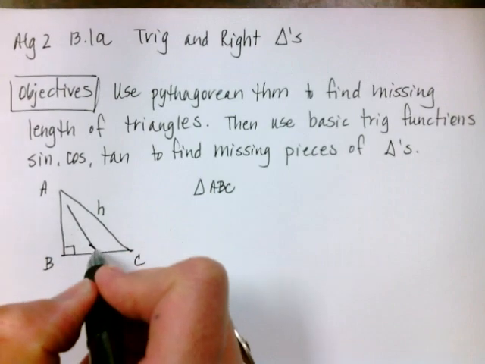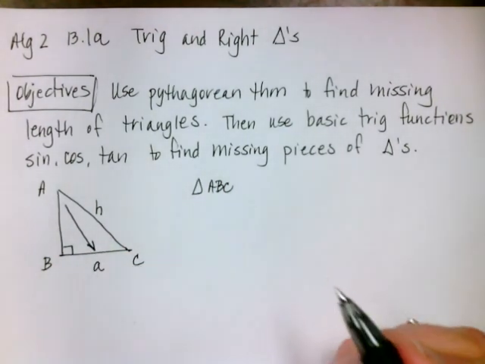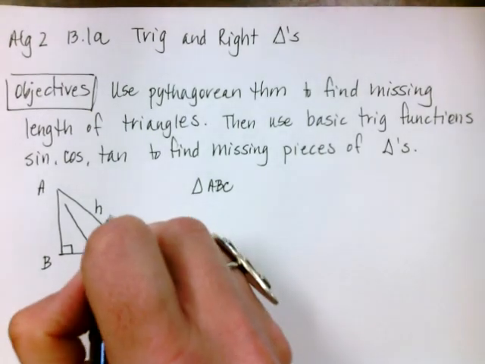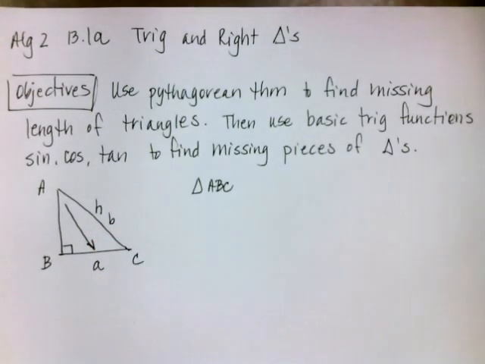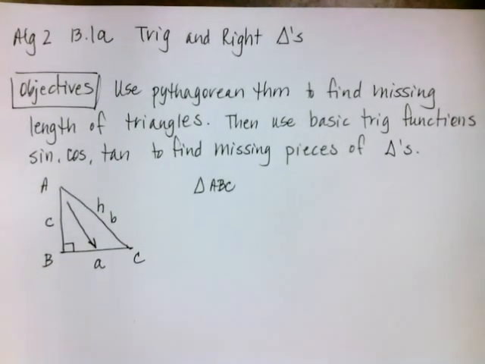The side opposite an angle is noted with a little letter. So technically this would also be little b, and then this would be little c. So we use lowercase letters to talk about the lengths of a side, and we use capital letters to talk about the angles.